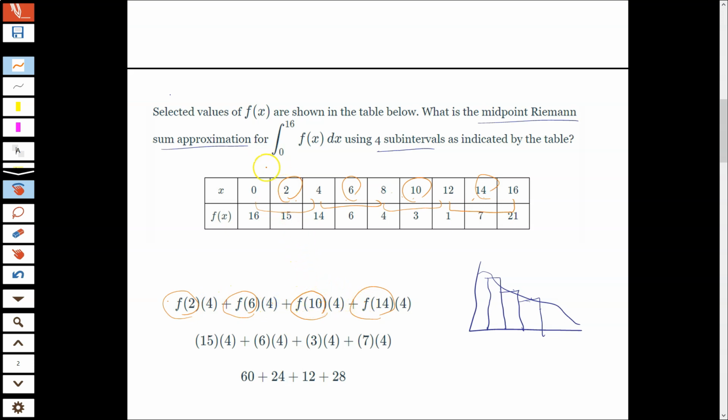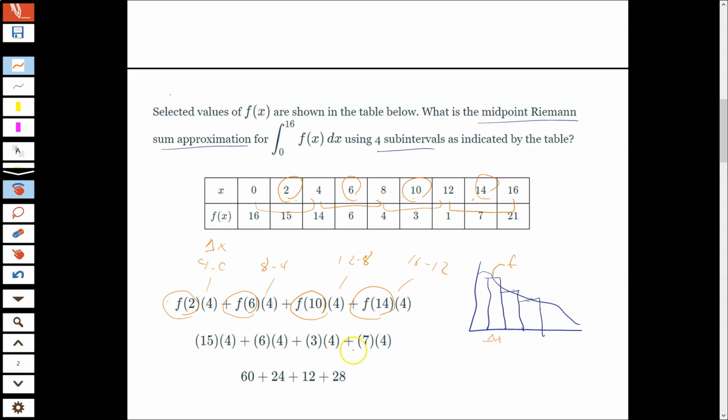Well, how do they get 4? Well, this 4 is 4 minus 0, so that's the change in x. This 4 would be 8 minus 4. This 4 would be 12 minus 8. And the last one, of course, would be 16 minus 12. So this 4 is, again, the change in x. And then this f in each term now represents the height of the rectangle. So this is f, and then this is change in x.